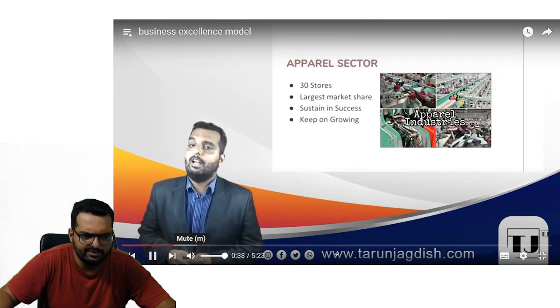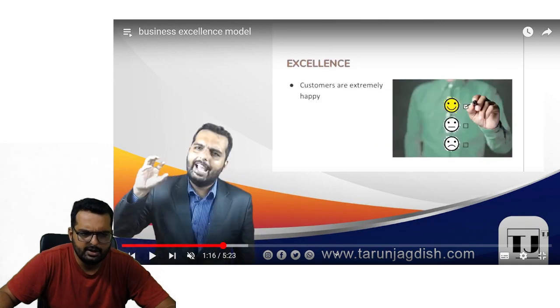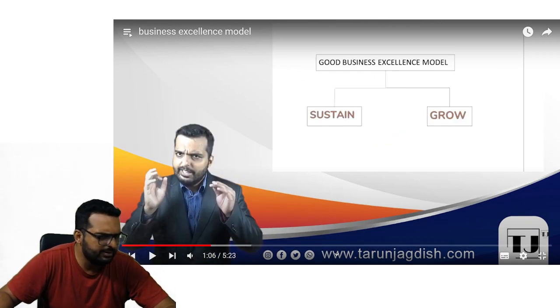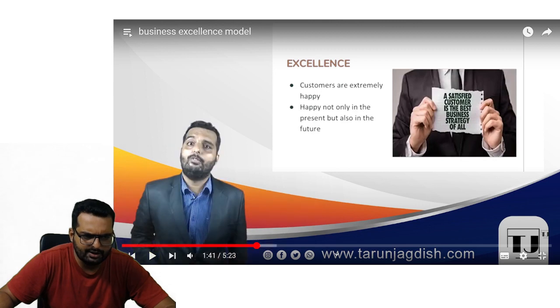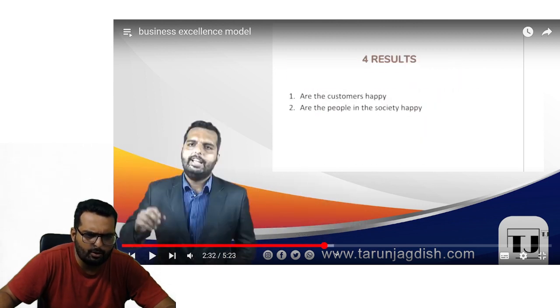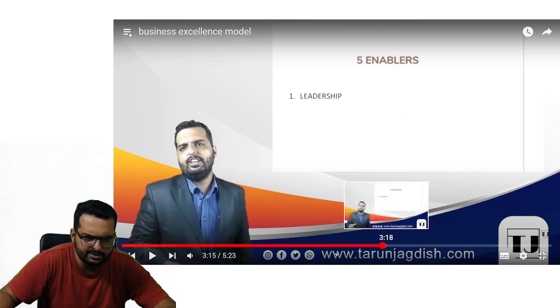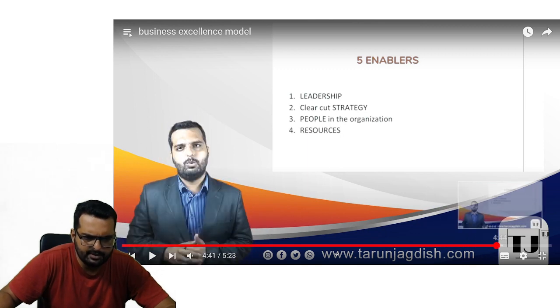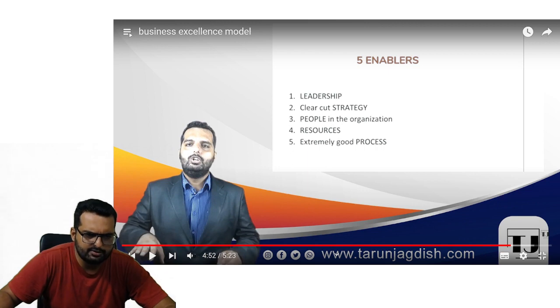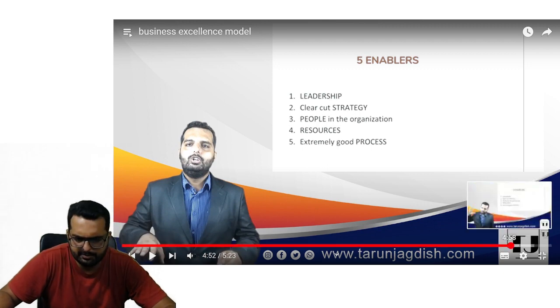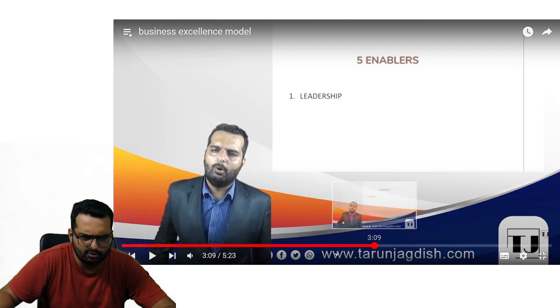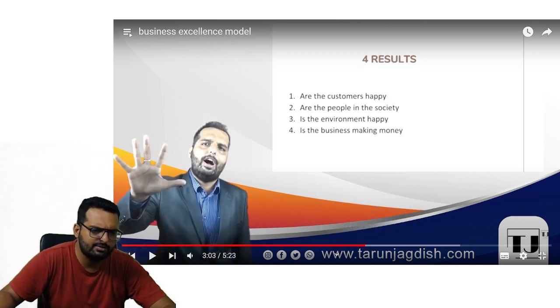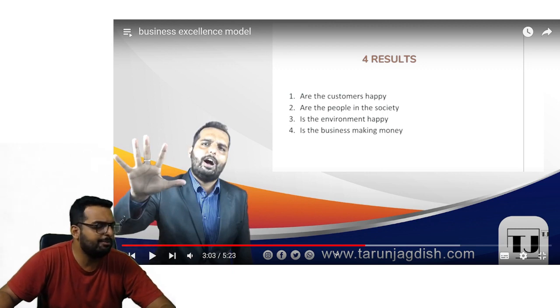So, friends, here we learned. I'll just pause it and show you the PPT. Exactly, I've covered this. There are two parts of a good business: sustaining and the growth. So the customers should be happy, etc. There is a model called EFQM, and this is a major theory. You need to have five enablers: leadership, clear-cut strategy, people, resource, and extremely good process. These are the five enablers that are required, right? And then there are results also, four results: are the customers happy, people happy, environment happy, and is the business making money?